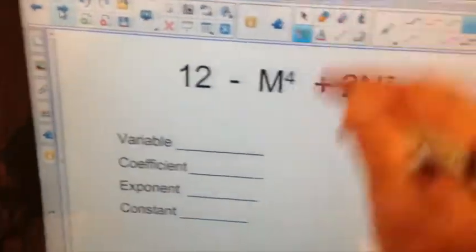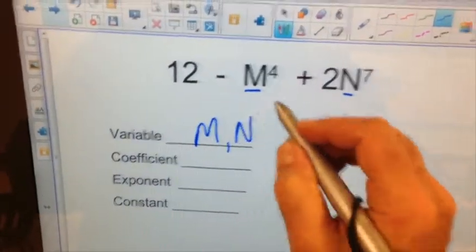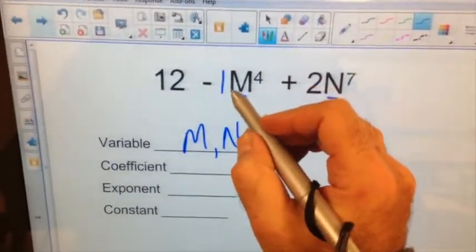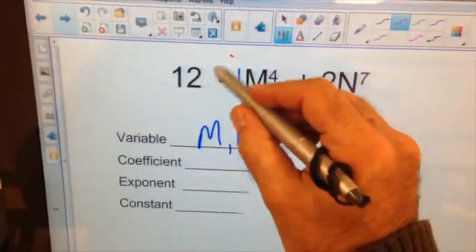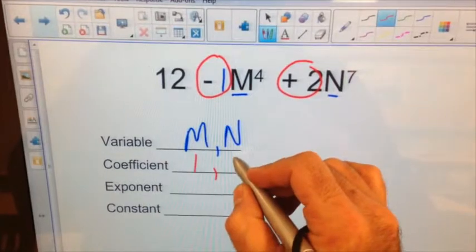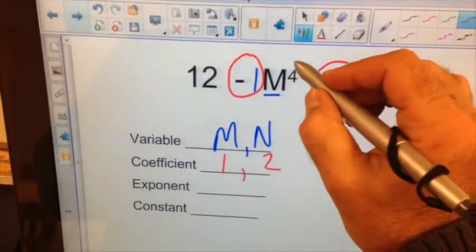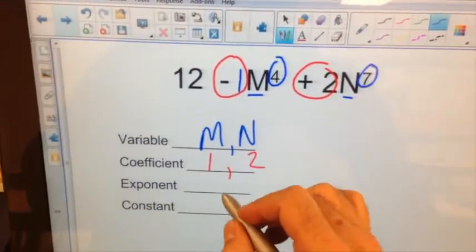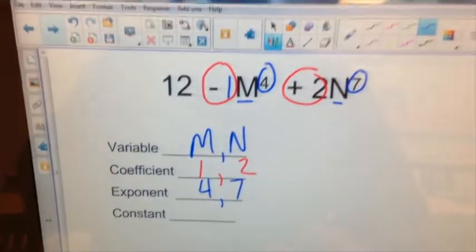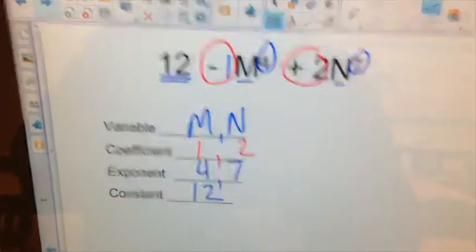And I think the last example here, we've got variables m and n. For the coefficients, there's a 1 here, right? So we have a negative 1 and a positive 2, so just 1 and 2. The exponents, we have a 4 and a 7. And the constant is the number all on its own, that's positive 12, or just 12.